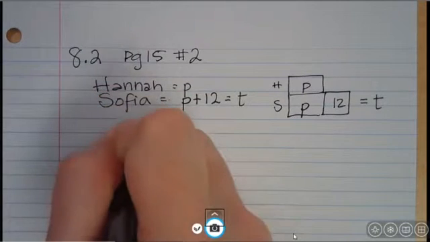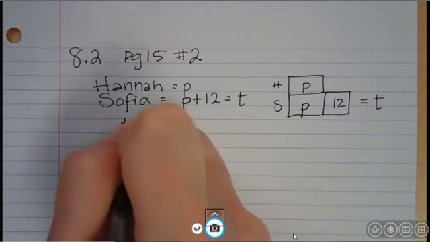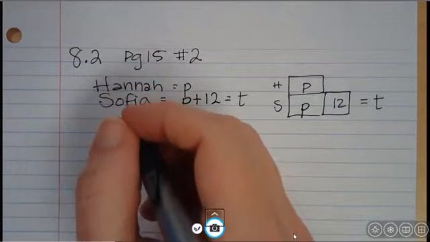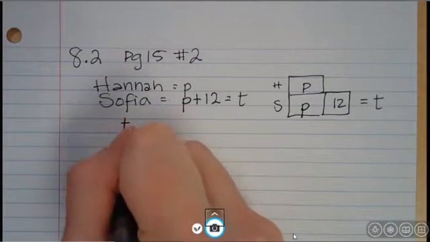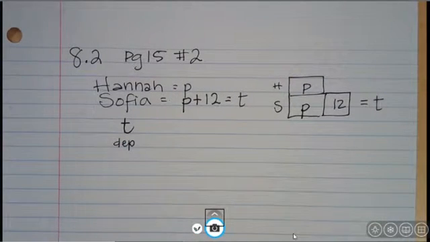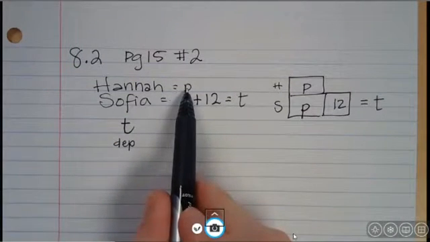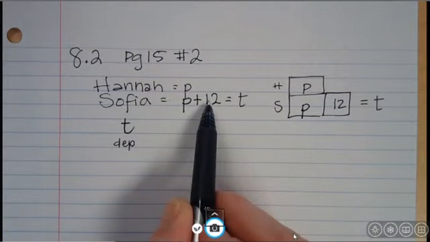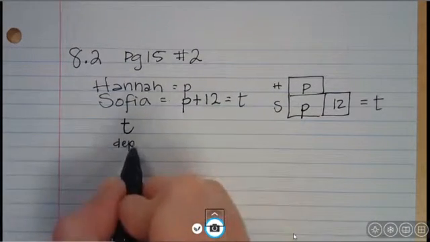So whenever it says express and then it has a variable, that variable has to come first in our linear equation. Okay, so this is going to be our dependent variable because it changes based upon Hannah's amount, because we have Hannah's amount that's by itself, that's independent, and then we add to it to get Sophia's amount, so that's the dependent variable.